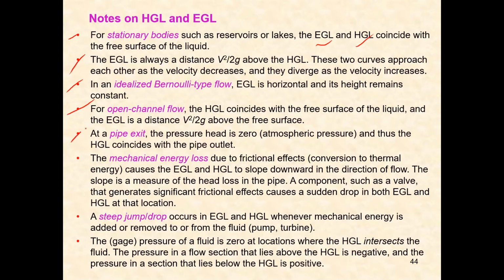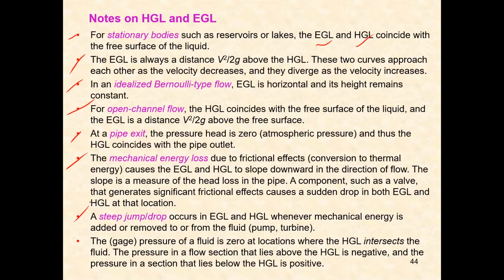Okay, at the pipe exit, the pressure head is zero because it's a gauge pressure, it's atmospheric pressure. And that's why the HGL coincides with the pipe outlet. And then the mechanical energy loss due to the frictional effects, converted to thermal, causes the EGL and HGL to have a sudden decrease downward because there is energy loss. The same goes when you have some energy added, you have some slope. It's going to increase because of the additional head being provided into the flow. So yeah, it's basically the same here.